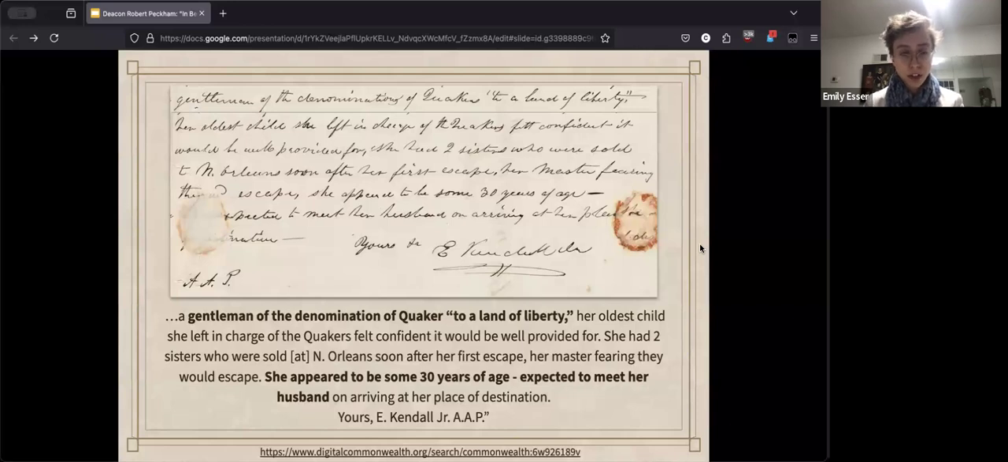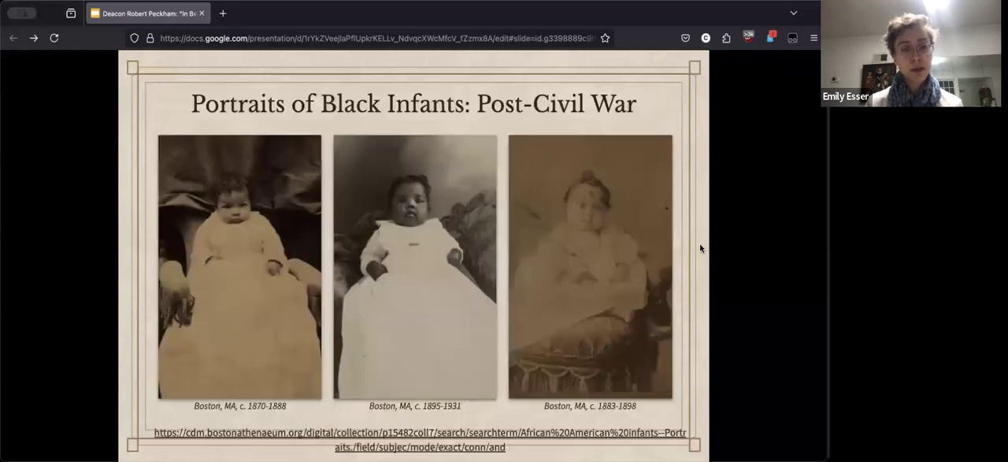So it says, she, in company with a gentleman of the denomination of Quaker, to a land of liberty. It's interesting, the overlap in the description between this and the account in the 125th of the escaping former slaves that Peckham helped and who did get their freedoms. Really quite remarkable. She appeared to be 30 years of age. She expected to meet her husband on arriving at her place of destination. So she might have gotten a happy ending after all. We can only hope so.